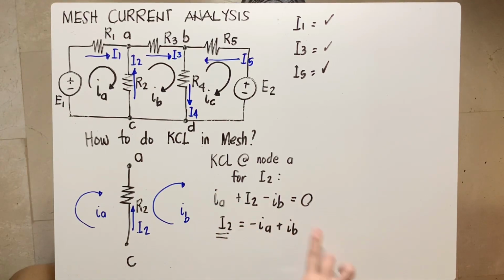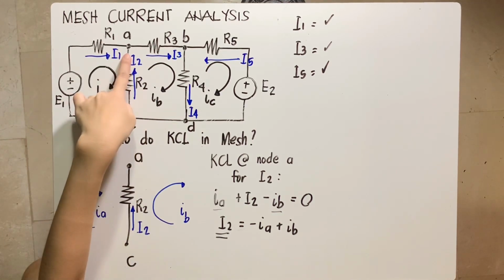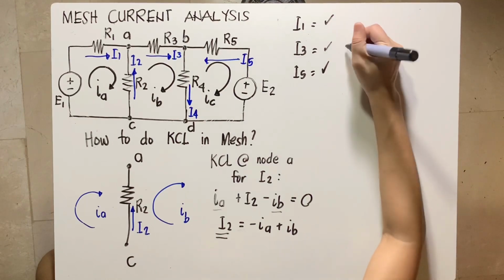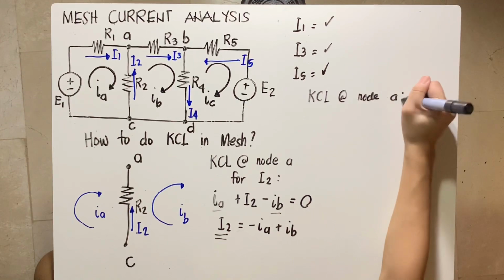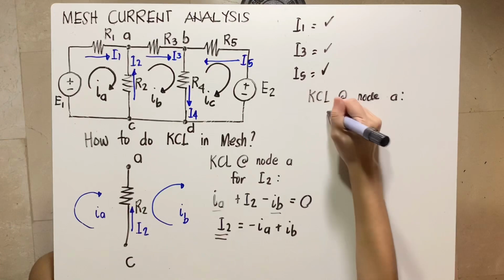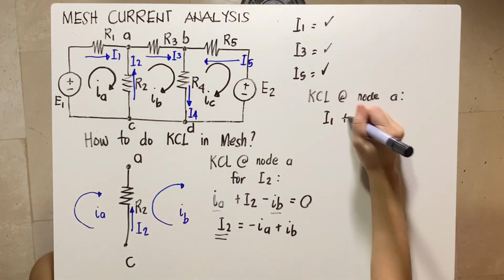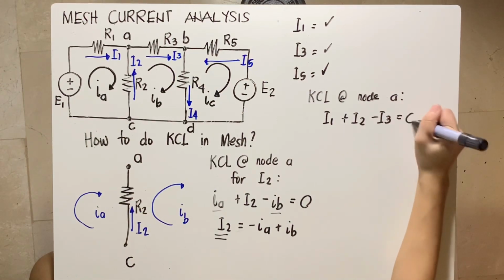I showed you this because this is a KCL using mesh currents. Pero, pwede ka pa rin mag-KCL using branch currents naman. Kung nalilito ka kay IA, kay IB, pwedeng sa branch ka na lang tumingin. Kumbaga, kung anong ginagawa natin sa Kirchhoff's before, yun ang gawin mo. Pag nag-KCL ako at node A, tingin ka sa branch current, o tingin ka sa linyang nakakabit kay A, so I1 papasok, I2 papasok, I3 lalabas, so negative I3, equal to 0.